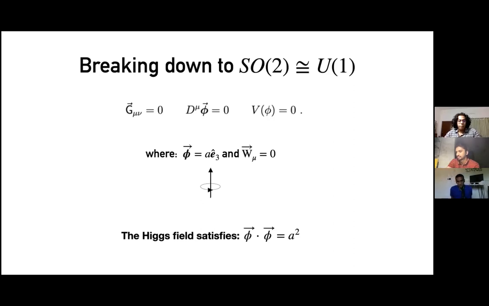Okay. Cool. So now this field satisfies phi dot phi equals a squared. Just by definition, I mean, V has to be 0. V was (phi squared minus a squared) whole squared. So this has to happen. Again, keep that in the back of your mind now.